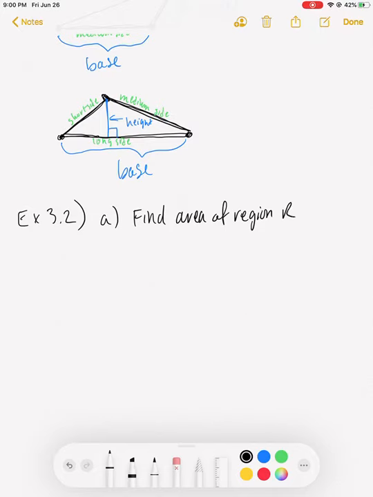Find the area of region R using subtraction. Okay, so I'm going to draw out region R here, because we have our region with 2 different squares. So there's the first square. This square is a 4x4 square.